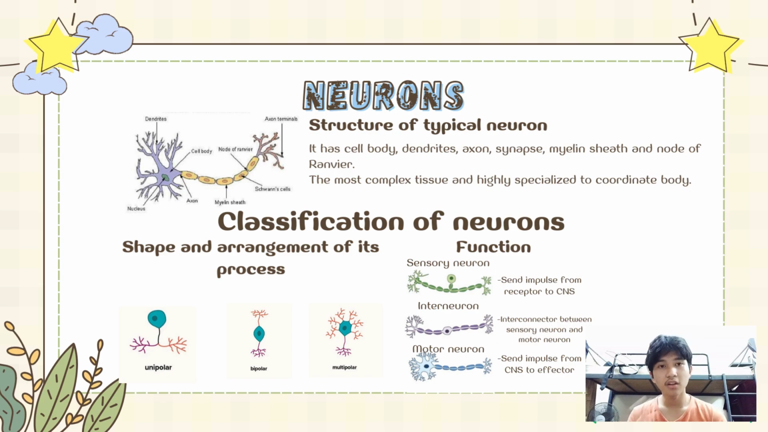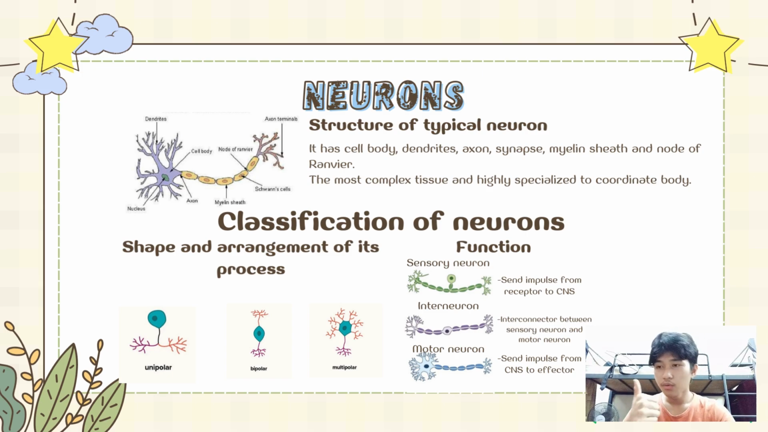Well, now let's talk about the classification of neurons. There are two classifications of neurons I will explain in this video: one based on their shape and arrangement of their processes, and one based on their function. Based on their shape and arrangement of the processes, we have unipolar, bipolar, and multipolar.